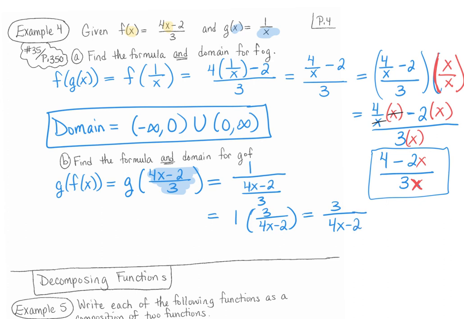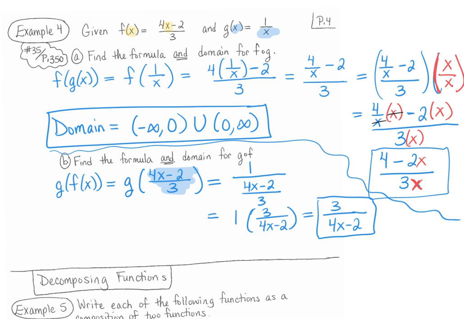So then the question is, what is your domain? So this is part of the function. This is your formula for G composed with F. And let me separate parts A and B. So that's the formula for G composed with F of X. Okay? So how do we find our domain? Set the denominator equal to 0.